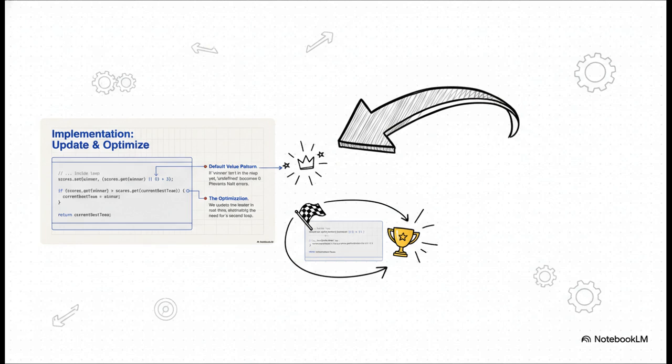First, we update the winner's score. This little += 0 trick is super clever. If a team isn't in our map yet, it just pretends their score is 0 before adding the points. Then, right after that, we do our leader check. This is the optimization. By checking for a new leader on every single pass, right after we update a score, we completely eliminate the need for that second loop.